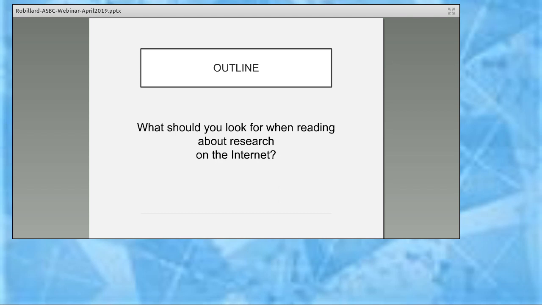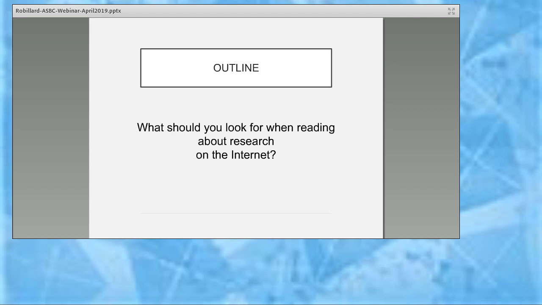So now that we've covered what research is like, I want to talk a little bit about what you should look for when you're reading about research on the internet. There's a lot of information out there about different studies and what they found and what the implications of those studies are for you and for your health. And it's important to look at that with a critical lens.